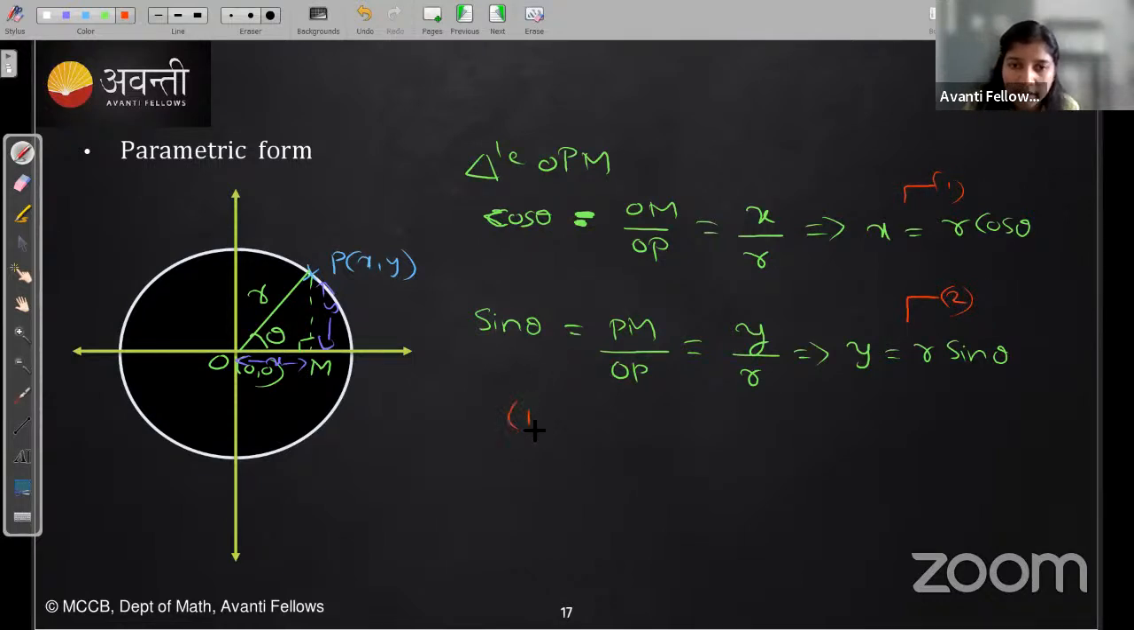So this 1 and 2, what do they represent? They represent the equation of a circle. It is the x value, it is the y value. If you want to represent the coordinates of a point on the circle in parametric form, then we can represent it as R cos theta, comma, R sin theta. Correct? Yeah. So this is the parametric form of the circle.